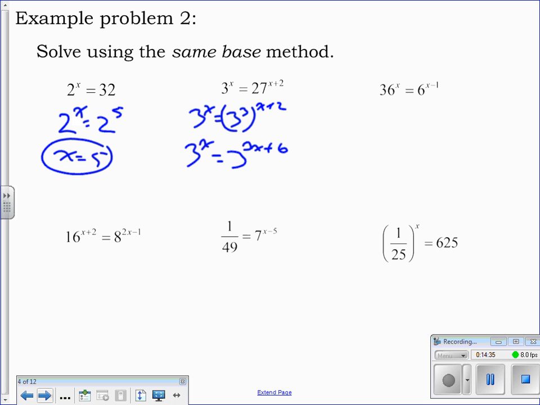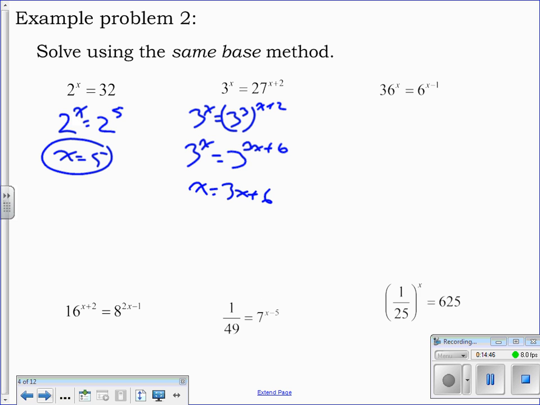Now I have the same base. Now I can go, ooh, x equals 3x plus 6. Okay. Subtract 3x from both sides. Negative 2x equals 6. X equals negative 3. A little more complicated. I have to get the same base first, but then I have to remember my rules of exponents. Oh, power to a power, I multiply the exponents. Because I need to have a number to a power equal to a number to a power, not a number to a power to a power.